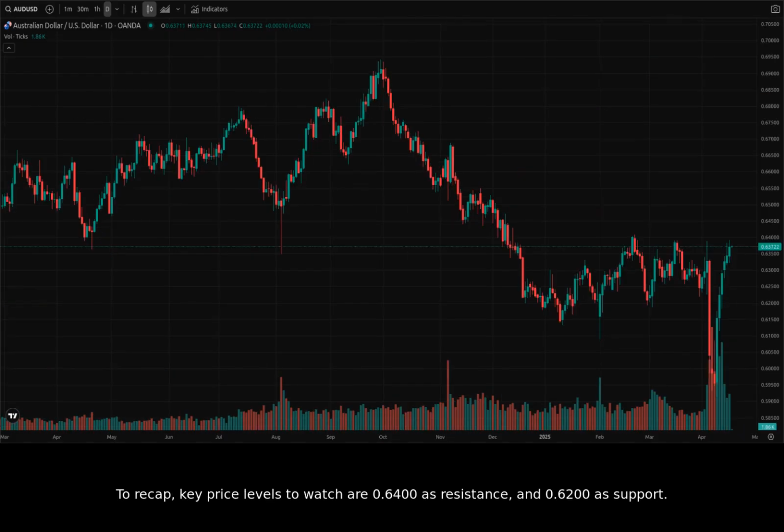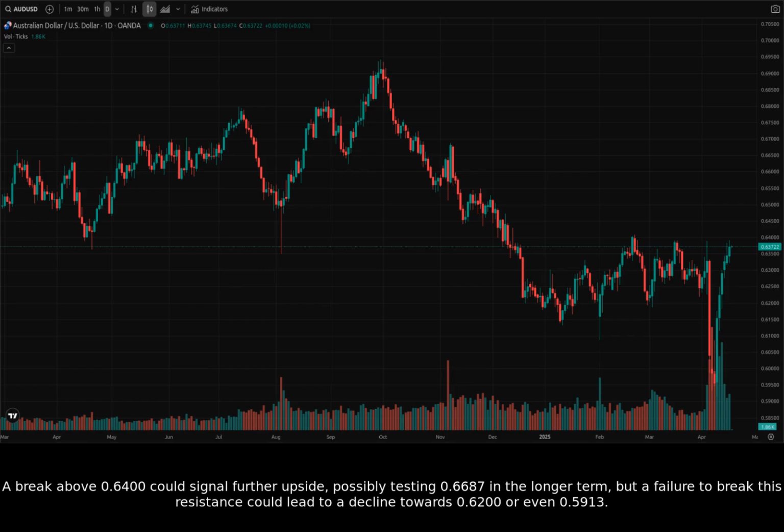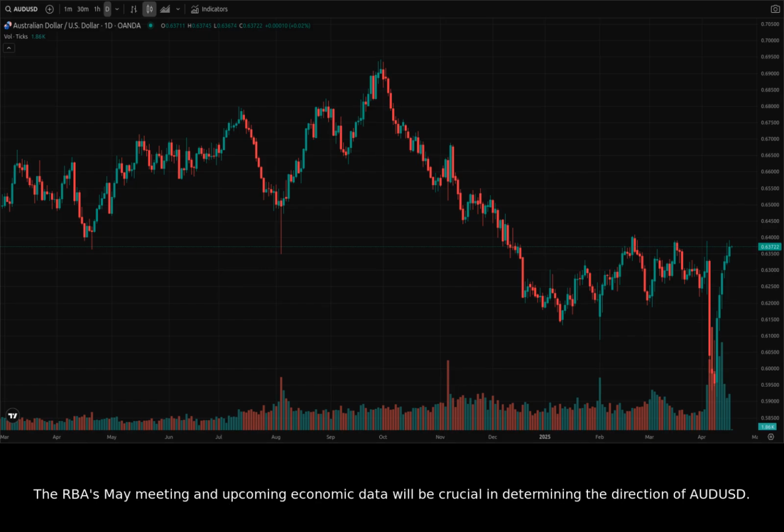To recap, key price levels to watch are 0.6400 as resistance and 0.6200 as support. A break above 0.6400 could signal further upside, possibly testing 0.6687 in the longer term. But a failure to break this resistance could lead to a decline towards 0.6200 or even 0.5913. The RBA's May meeting and upcoming economic data will be crucial in determining the direction of AUDUSD. The slight bullish upside pressure is what I believe is most likely.